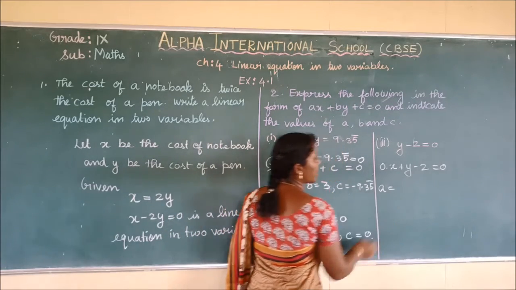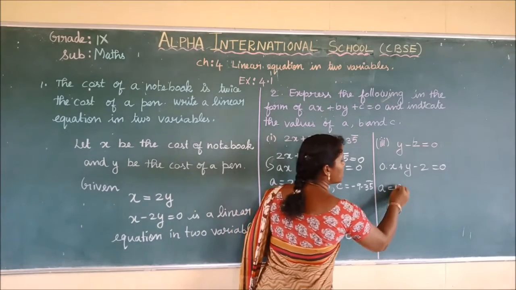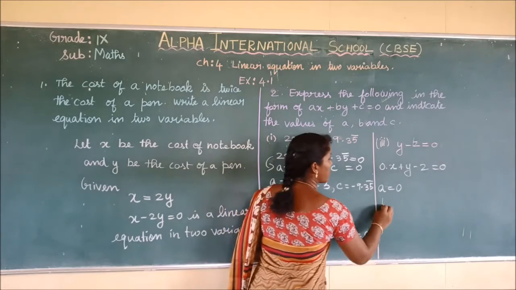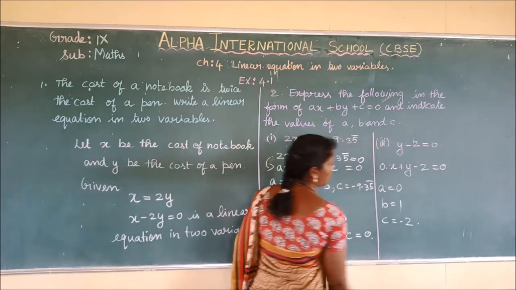A is the coefficient of x. What is the coefficient of x here? We are having 0. So a is equal to 0. What is the value of y? B is equal to 1 and c is equal to minus 2.